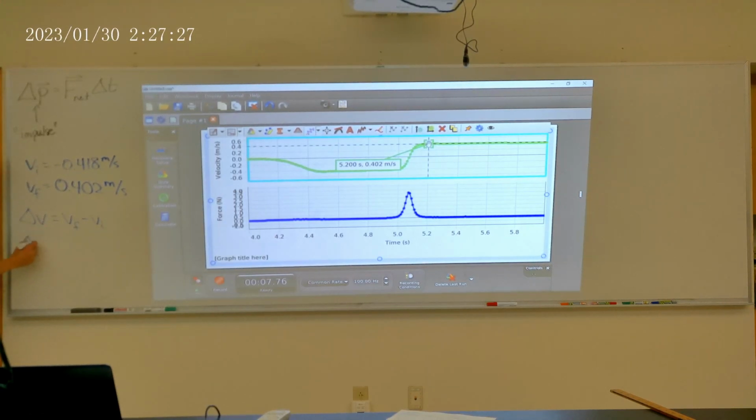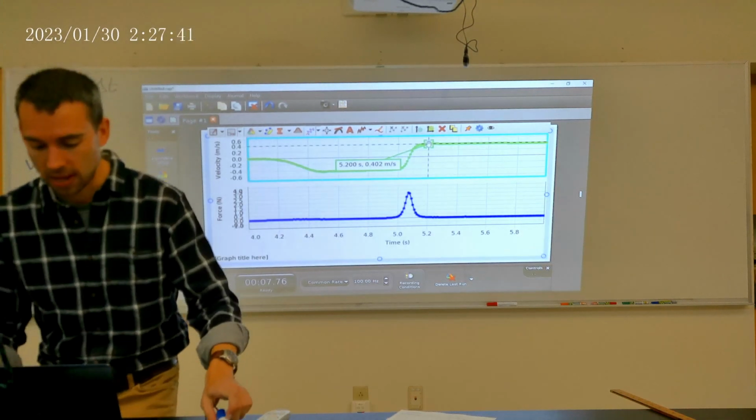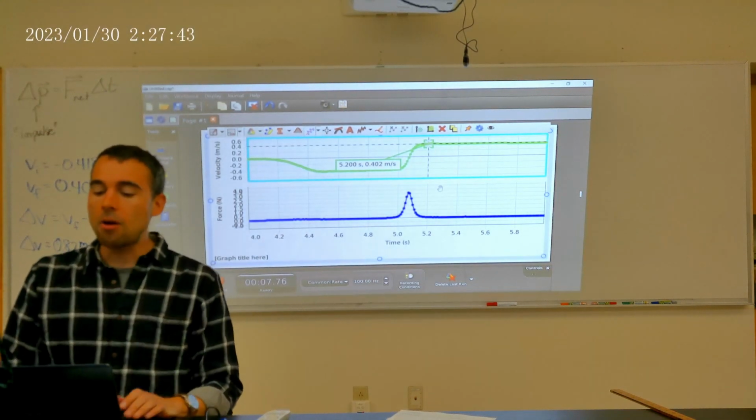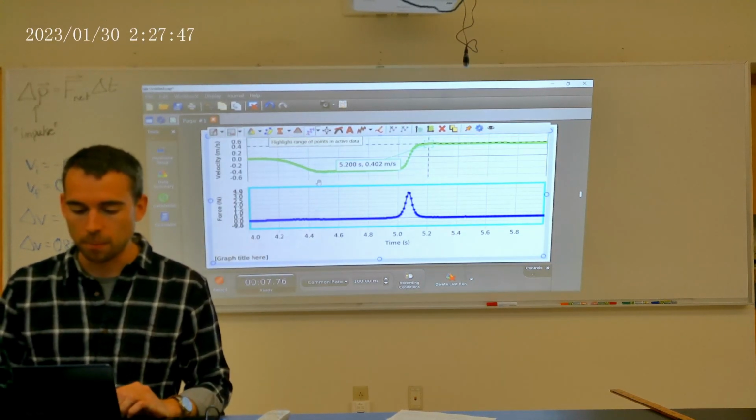For this data point, my change in velocity was like 0.82 or something like that. A positive number minus a negative number should give you a positive value for the change in velocity. And now I would like to show you how to do this. Nate and I will probably have to rotate around at some point.